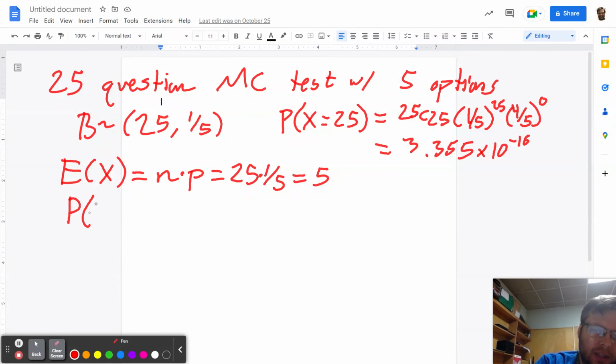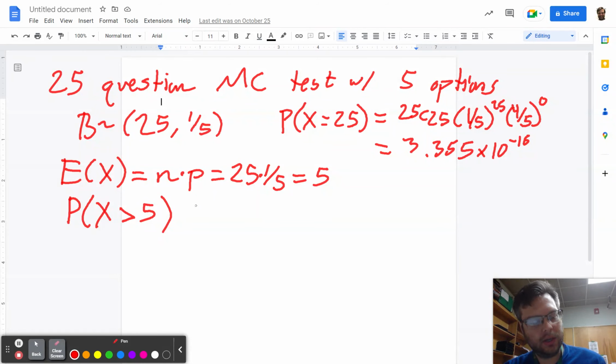What's the probability that you do better than average? So what's the probability that x is greater than 5? Well, that would be a pain to do directly because we'd have to do the probability that x is 6 and 7 and 8 and 9 all the way up to 25. Or you can use your calculator to do it, or you can do 1 minus the probability of getting 0, 1, 2, 3, 4, or 5. So here I'll show how to do it.